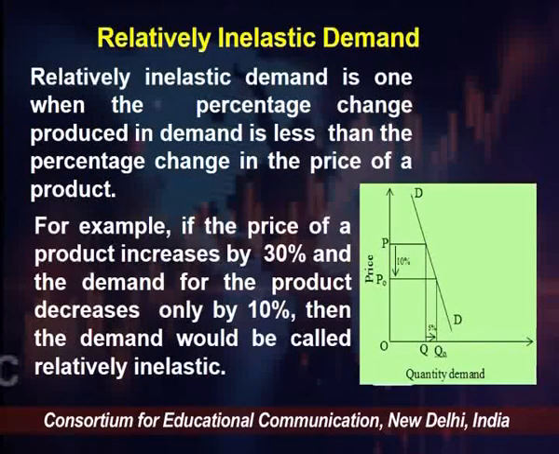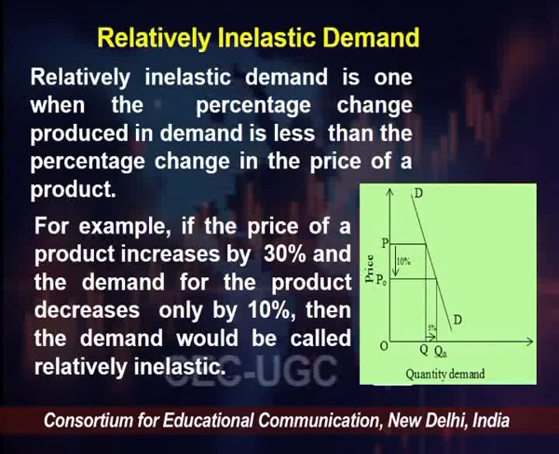Another type of elasticity of demand is relatively inelastic demand. Relatively inelastic demand is when the percentage change produced in the demand is less than the percentage change in the price of the product. That means the numerator is less than the denominator, because the numerator is the percentage change in quantity demanded. This can be explained with an example: if the price of a product increases by 30% and due to this increase the demand decreases only by 10%, then the demand would be known as relatively inelastic demand.